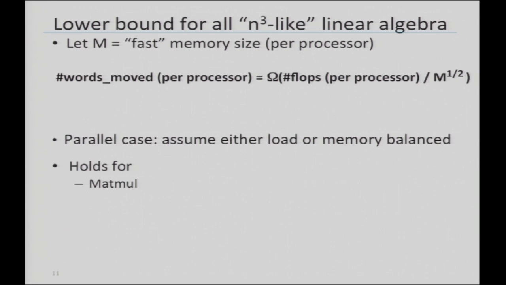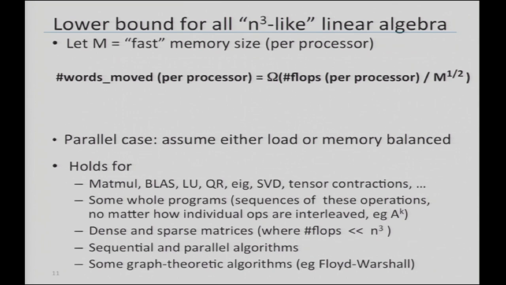It was extended to the parallel case in 2004. But it turns out it basically holds for everything that smells like three-nested loops. It works for the BLAS, LU, QR, eigenvalue problems, SVD, tensor contractions. Tensors are matrix enough, three-nested loop enough, they work. It works for some whole programs where you can have sequences of these problems. You know, you call a BLAS and you call LU, then you do something else.